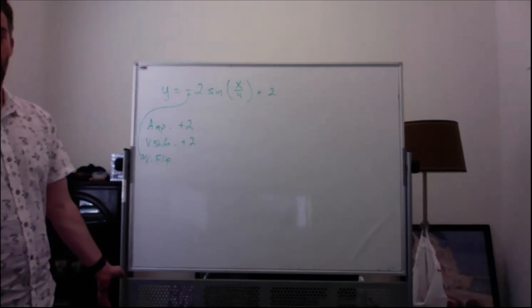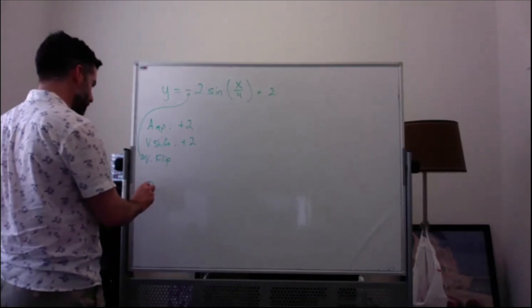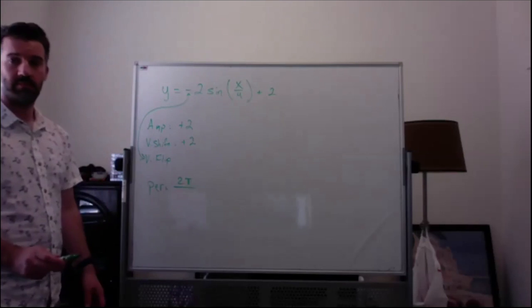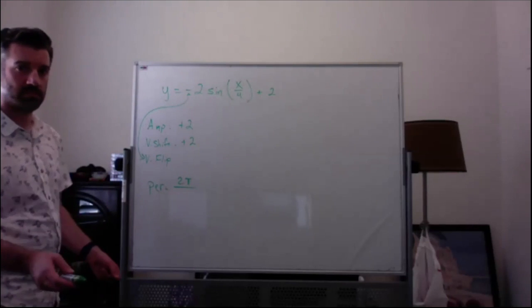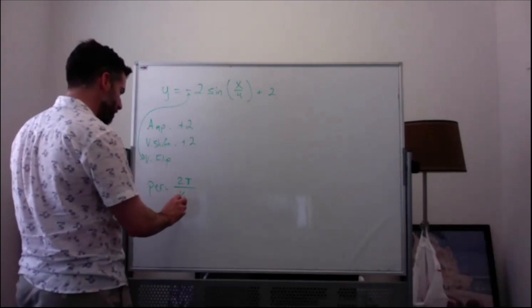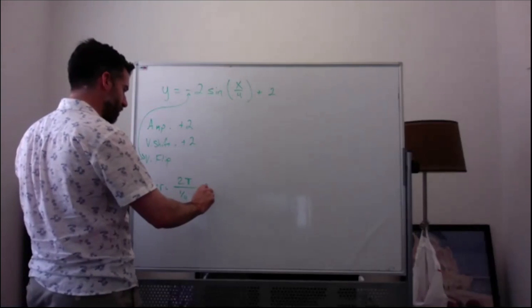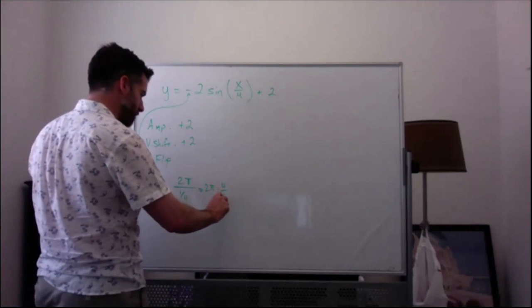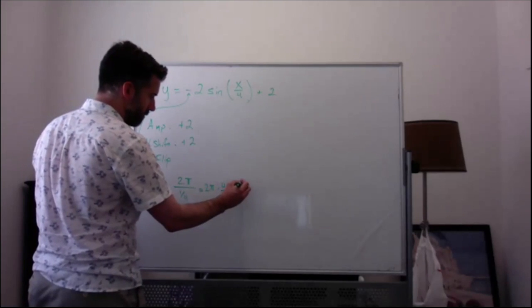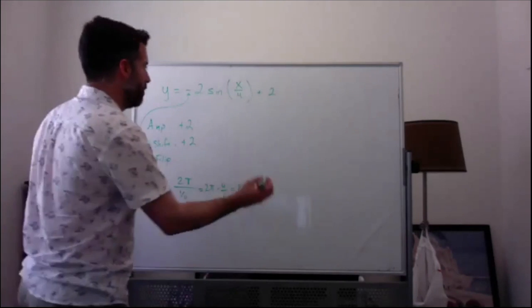And then we have a different period. Our period here is 2 pi divided by what? 1/4. Thank you, yes. Dividing by 1/4 is the same as multiplying by 4/1. 2 pi times 4 is just 8 pi.